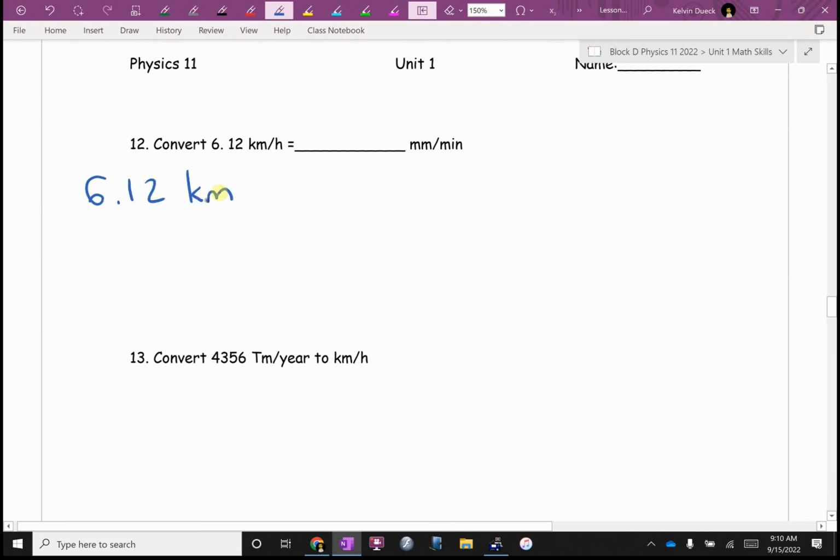6.12 kilometers over hours. Josh, what does it want me to get my final units as? What does it want the final units to be? Per? Okay. We're going to have to change kilometers into millimeters, and we're going to have to change hours into, which one do you want to do first? Okay, so how are we going to do that? First, we got to get rid of kilometers.